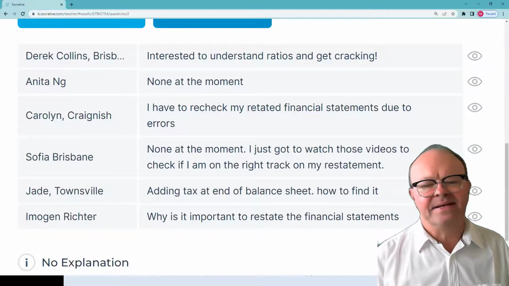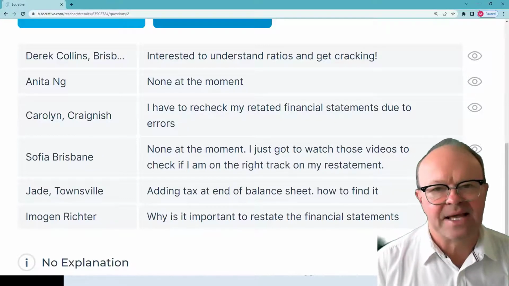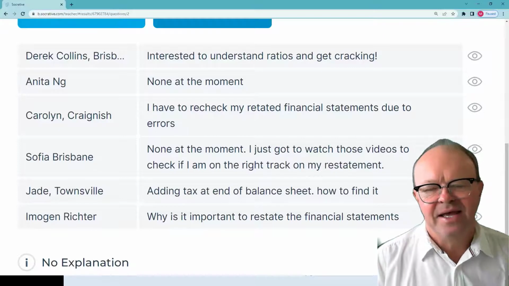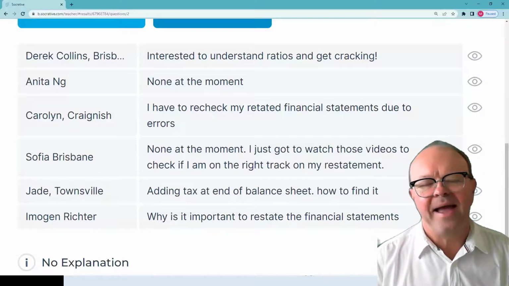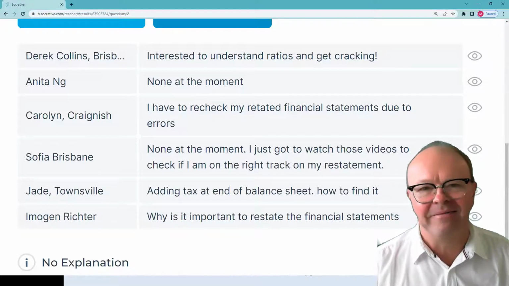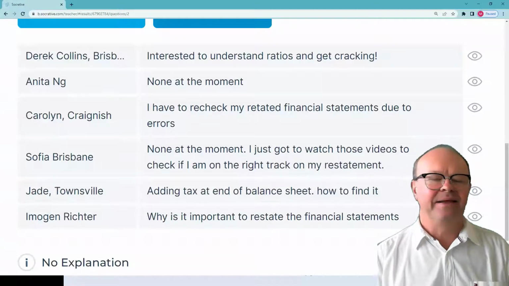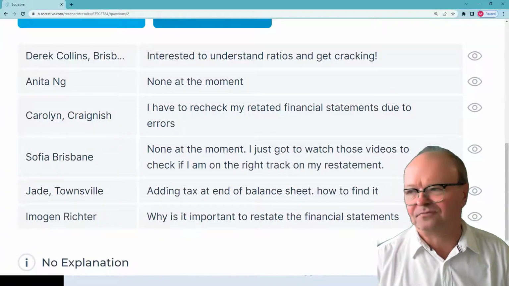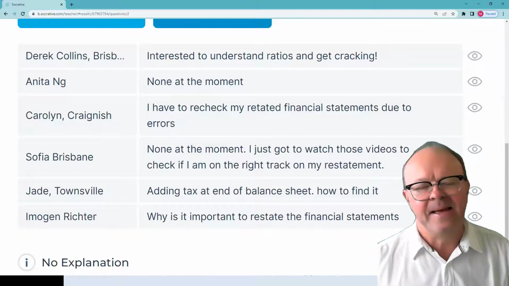Imogen, why is it important to restate the financial statements? A number of people will have this question. Another version of it is, why am I doing this? Why am I restating the financial statements, particularly if you find it a little bit difficult? Why is it important to do this?